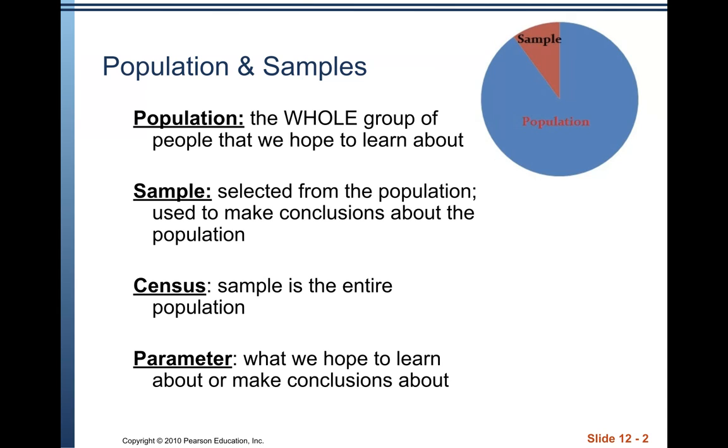The last important word is parameter. The parameter is what we hope to learn about or make conclusions about. So you have your population, you have your sample, and the parameter is what you're studying. A parameter could be the effectiveness of a medicine, or the effectiveness of a particular medical procedure. That would be the parameter: what you're trying to make conclusions about.